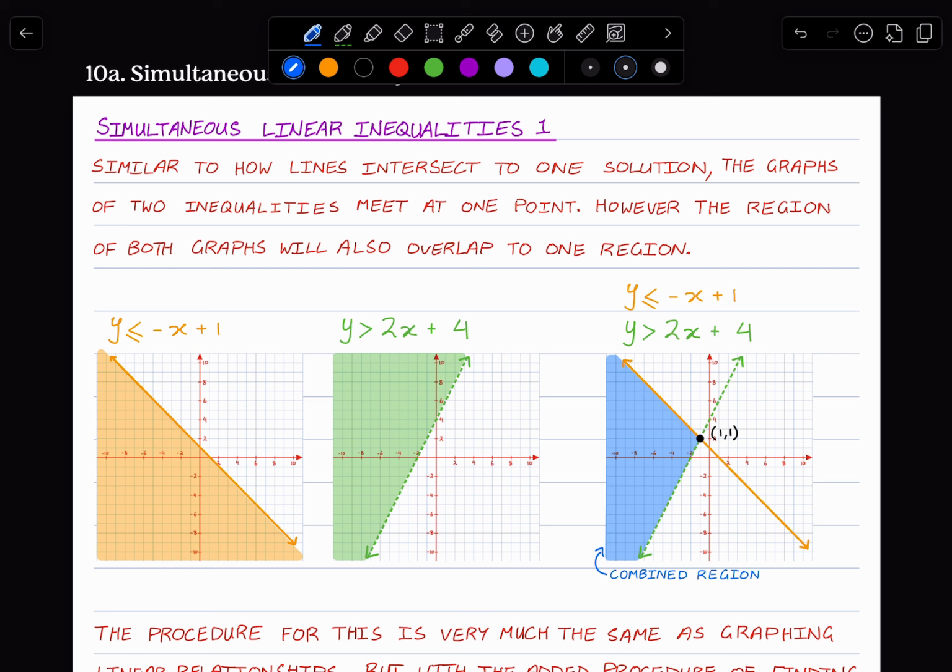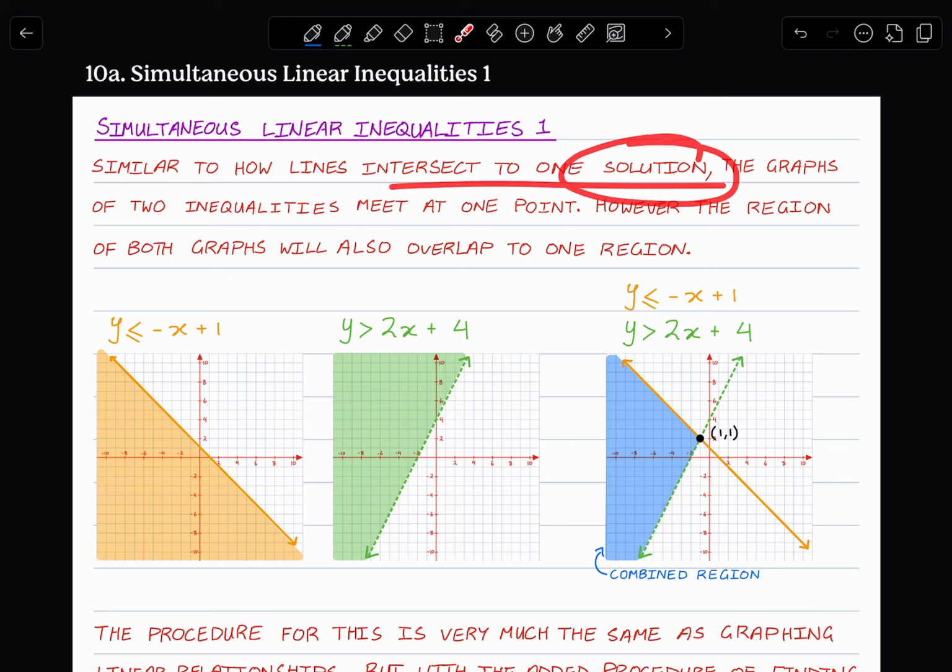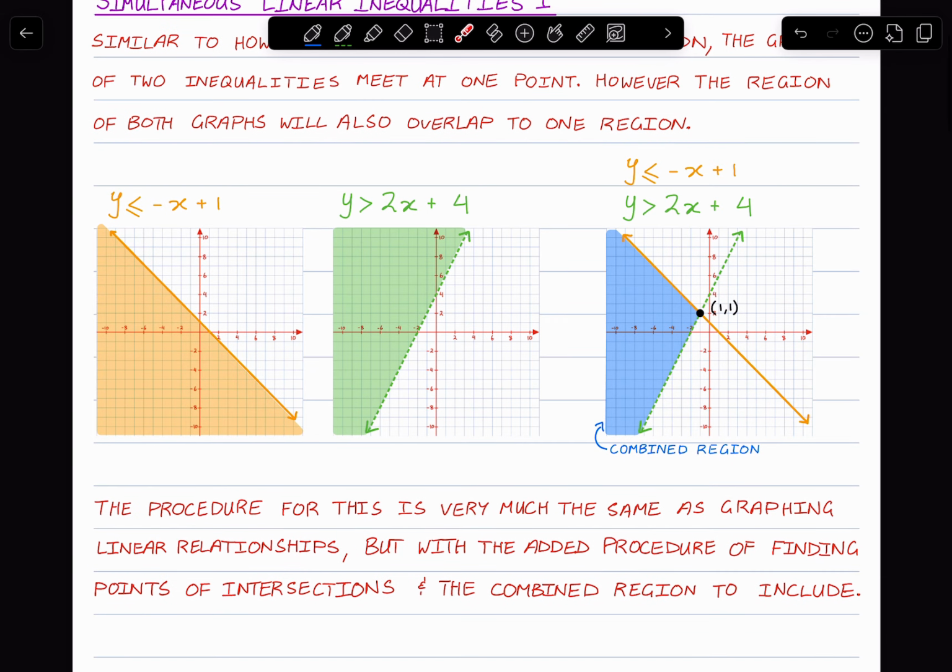Hello class, this is a video tutorial on simultaneous linear inequalities. In this video, we'll be looking at simultaneous linear inequalities. Now, similar to how lines intersect at most at one point, the graphs of two linear inequalities meet at one point. However, the region of both graphs will also overlap to become one shaded region.